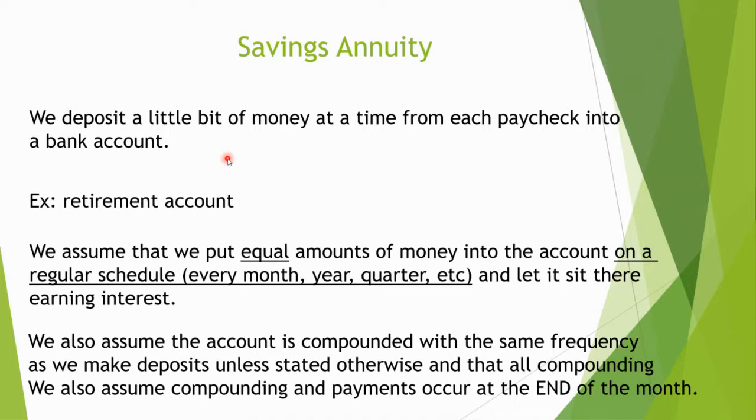So what they do is they take a little money from each paycheck and they're putting it into a special kind of account. That account also is compounded as well. So not only is money going into the account at regular intervals, it's also being compounded. In the previous chapter, we only considered when we made one deposit, but now we're going to be a little more realistic. And there are going to be assumptions we're going to have to make.